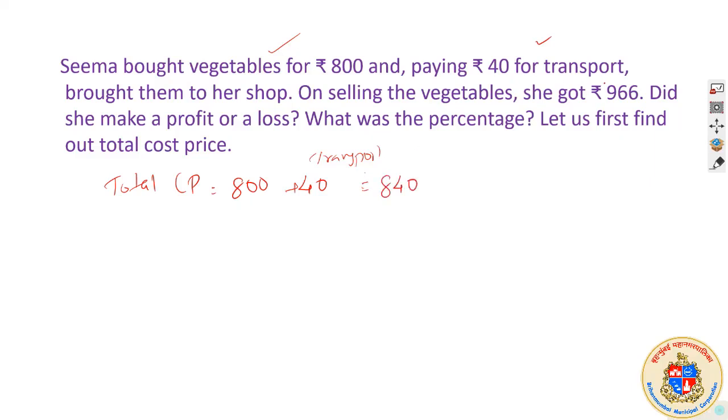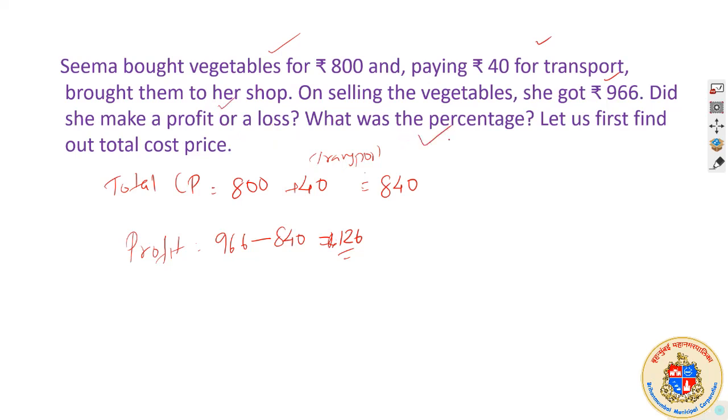Sure that it is a profitable thing because she got 966. So we know that profit is equal to, which we have done earlier, 966 minus 840, which is equal to 126 rupees. Correct? What is the question here? Is it profit or loss? We will say it is profit because she is getting money.